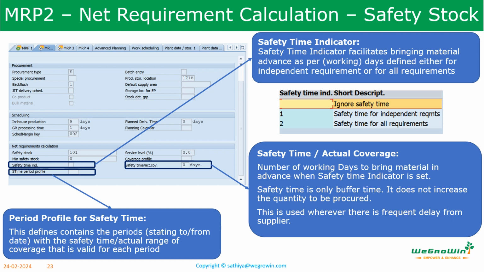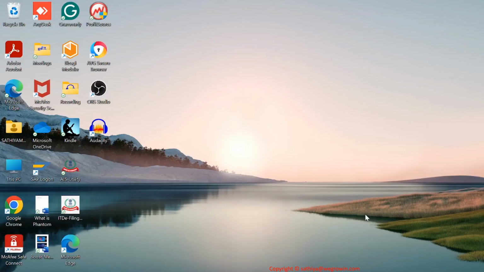And also we can define the period profile for the safety time. For example, the to and from date, where the safety time's actual coverage is valid, from which date it is valid, those kinds of things we can define in the profile. So these are configured in the settings. The profile can be updated here to trigger the safety time indicator.